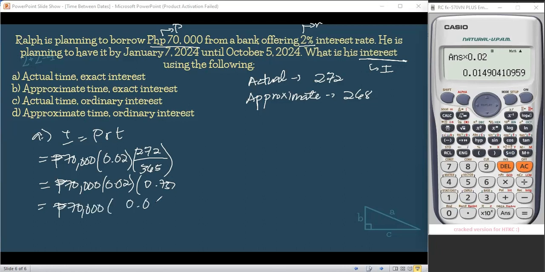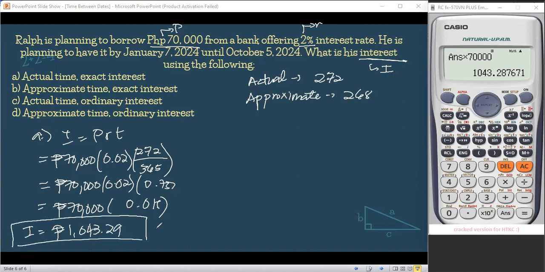That is 0.015. Now, times again the principal, which is 70,000. So that is 1,043.29. So our interest po using the actual time and exact interest is 1,043.29. This is our final answer. Actually, this is the question that I've given you, diba, in our quiz. So this is the correct answer po.